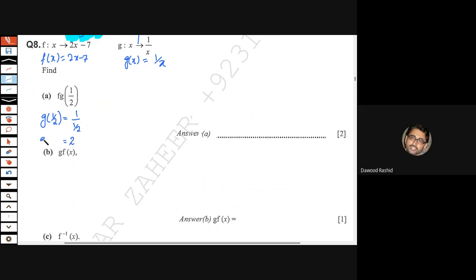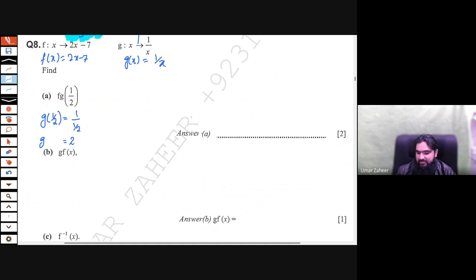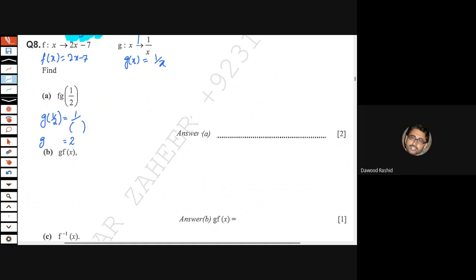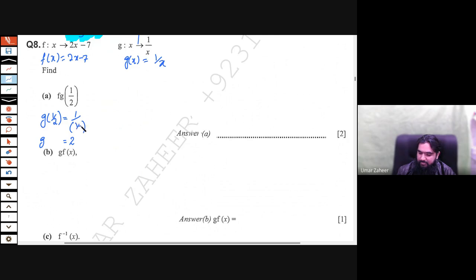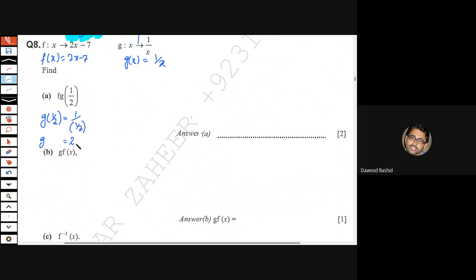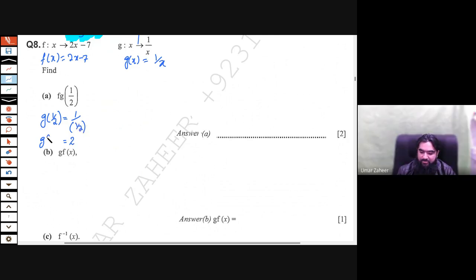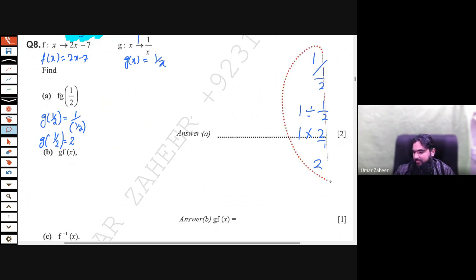Sir, how 1 divided by 1 by 2? Because we are applying the g function. And the g function is 1 over x. At the place of x, we have to substitute 1 by 2. So 1 by 2 will become 2. So we have to take the reciprocal. 1 divided by 1 by 2, change division into multiplication and flip to 2 by 1. So the final answer is 2.